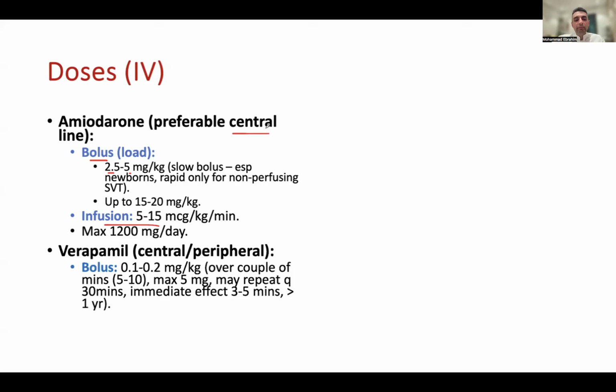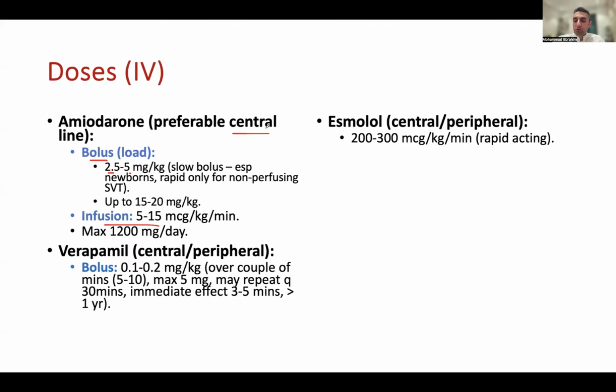Do you have IV verapamil, Dr. Wafa? No, we don't have verapamil. Okay. And esmolol you do have. Esmolol can be given central or peripheral. It's a rapid acting agent. I give 100, but if in 2 to 3 minutes nothing happens and the patient is okay, I will immediately go up to 200 microgram per kilo per minute, at least. Then stay between 200 to 300 microgram per kilo per minute infusion. You can go higher, up to 400, but this is the typical range for esmolol effect.